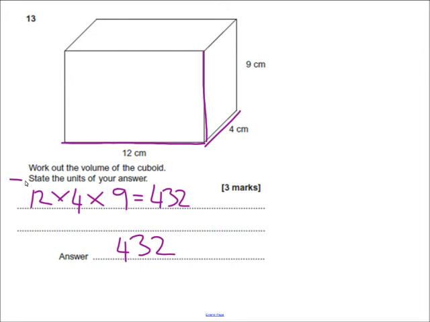Now, every paper has this. State the units of your answer. And it's actually worth one of your 3 marks. Because at the moment, we have a mark for showing our calculation, a mark for showing the correct number on the answer line. But the 3rd mark, and this is one of those rare instances where there's 2 marks for the answer line, is centimetres, because they're our units, and cubed, to show we're talking about the 3 dimensions. So it's 432 centimetres cubed, and that is your 3rd mark.